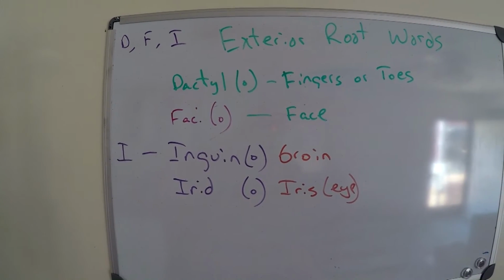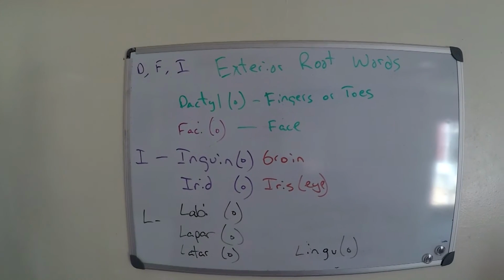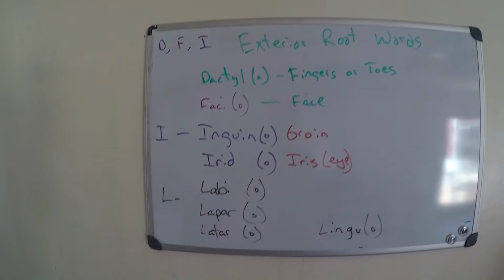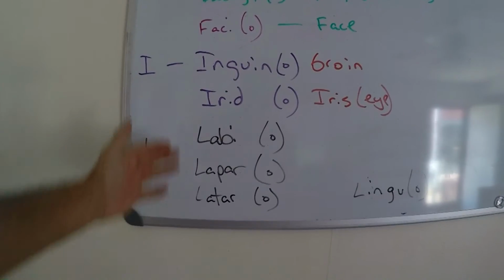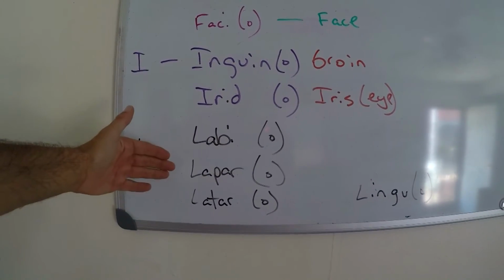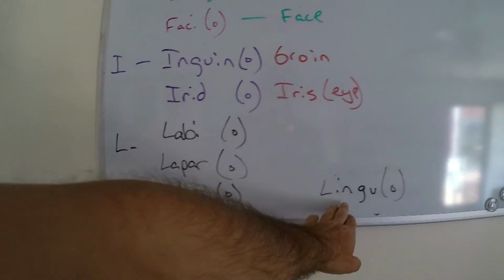Alright, pause the video. Alright, so here are the L words. There's only 3 L root words on the exterior of the body. Excuse me, there's 4 of them. Okay?